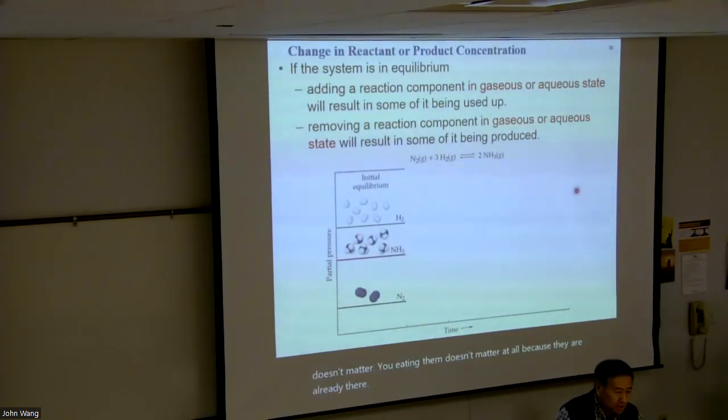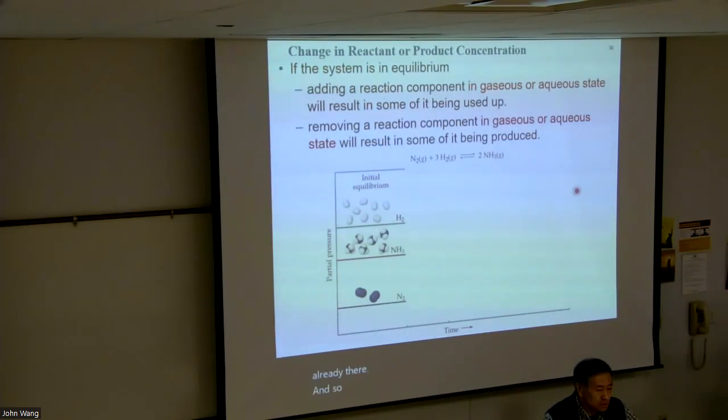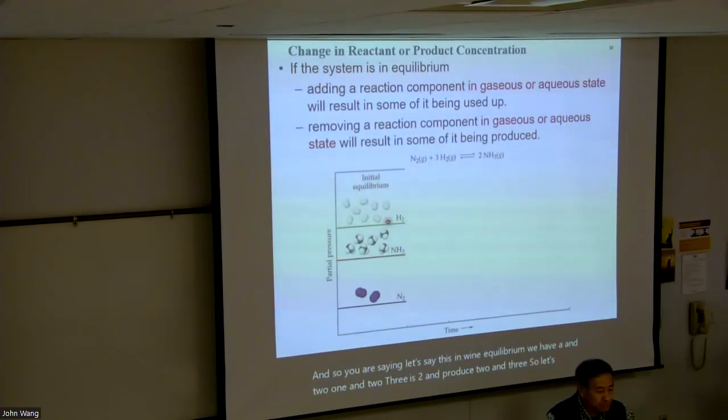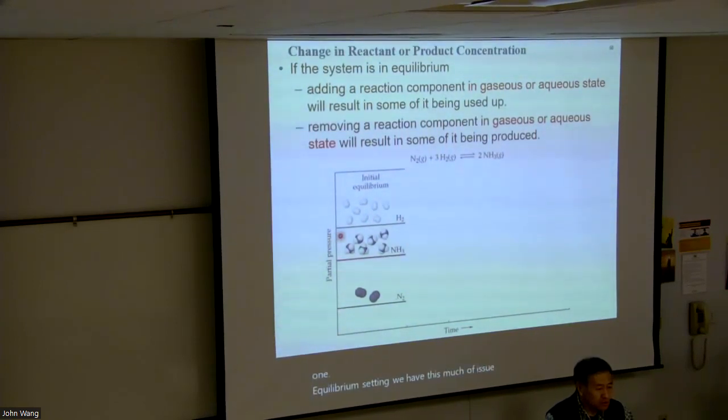Okay. And so you will see that the new demand in the system, we have N2 and H2 producing NH3. So that's the answer one. At equilibrium, we have this part of the system. You write the horizontal line, so what are their heights, right? The H2 here, and the ammonia here, then the other is here.